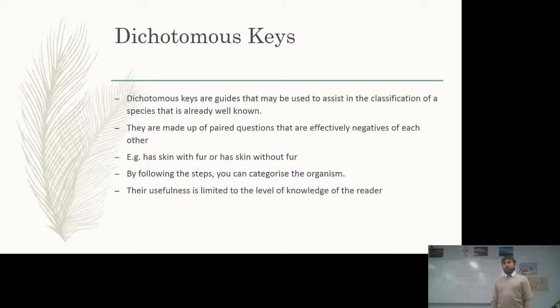with a discussion about dichotomous keys. Now, dichotomous keys, if we consider the first part of the word, di meaning two, so we're looking at a particular set of questions which have two parts to them. So we call them these paired questions, and effectively they're typically negatives of each other. So for example, has skin with fur or has skin without fur? And by following these steps, by answering each of these questions, we can actually categorize the organism.